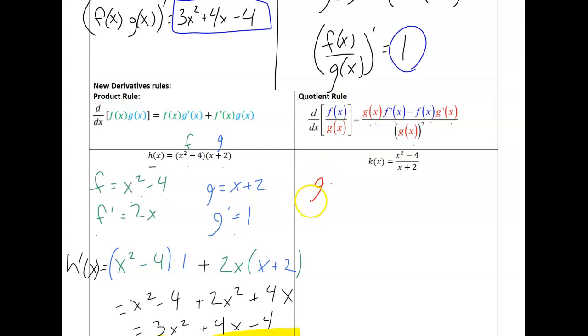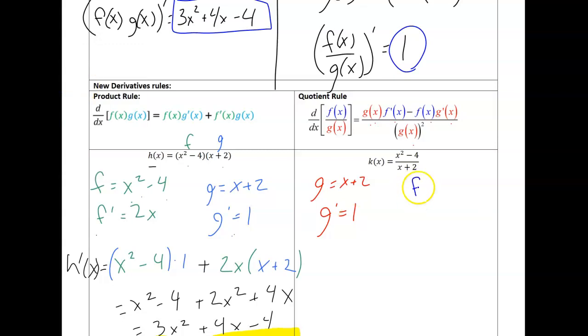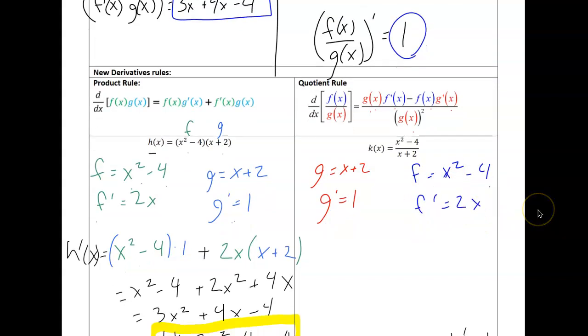g of x here is going to be x plus 2. g prime is going to be just plain old 1. It's the derivative of x plus 2. And then f here is going to be my top, x squared minus 4, and f prime is just going to be 2x. The derivative of negative 4 is 0. And then I just start to plug it in.